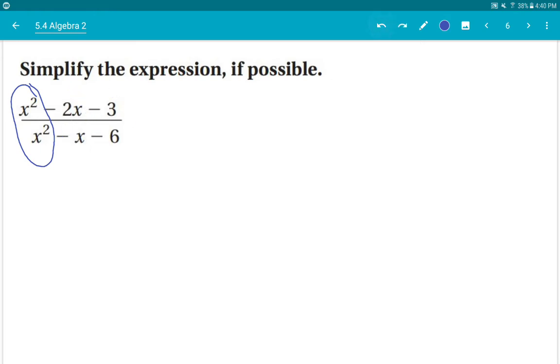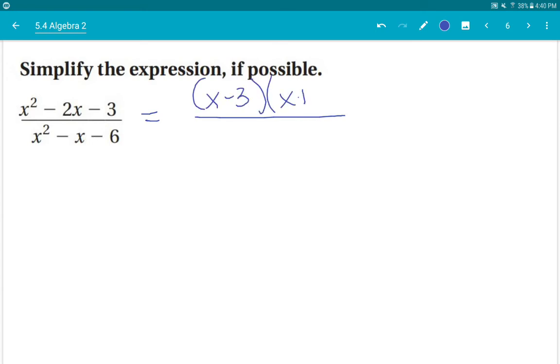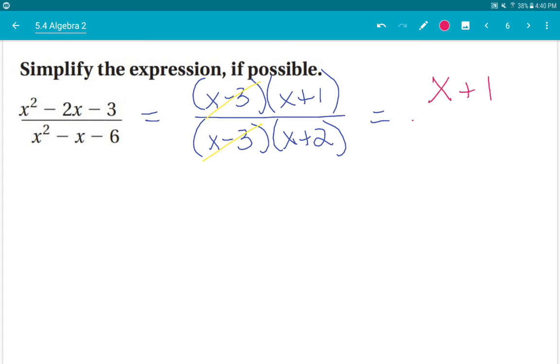So what we need to do is factor, factor, factor, factor. That's always going to be the first thing you want to do. In the numerator here, I have x minus 3, x plus 1. In my denominator, I have x minus 3, x plus 2. All right, so looking here, what's going to cancel here? What's going to simplify? We're going to simplify the x minus 3 in the numerator and denominator. So what we're left with here is the x plus 1 over x plus 2. Okay, now this is our final answer.